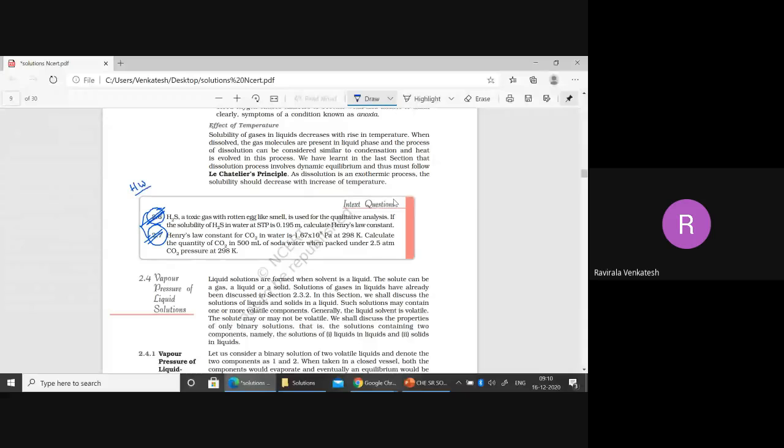Here you have to calculate the Henry's law constant. And here the Henry's law constant is given, and you have to calculate the quantity of carbon dioxide. Again, the same weight of carbon. In the previous problem, we calculated the number of moles. Now here we can calculate it in terms of grams actually. If you know the moles, you can convert into grams. Okay, right?